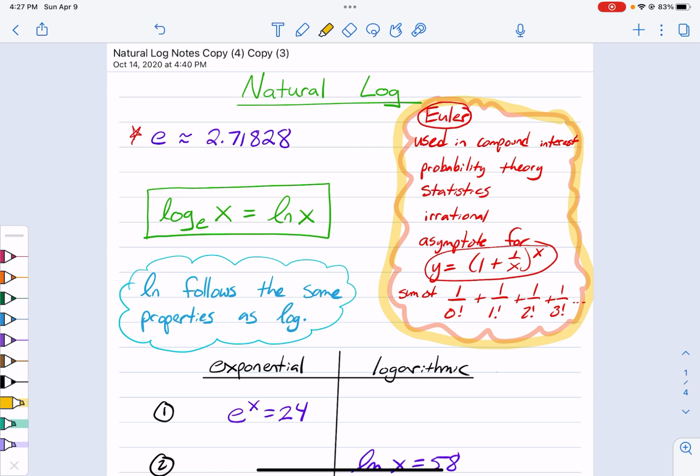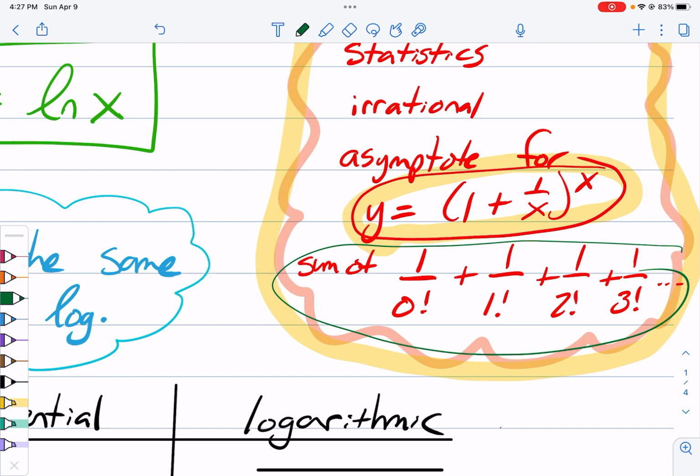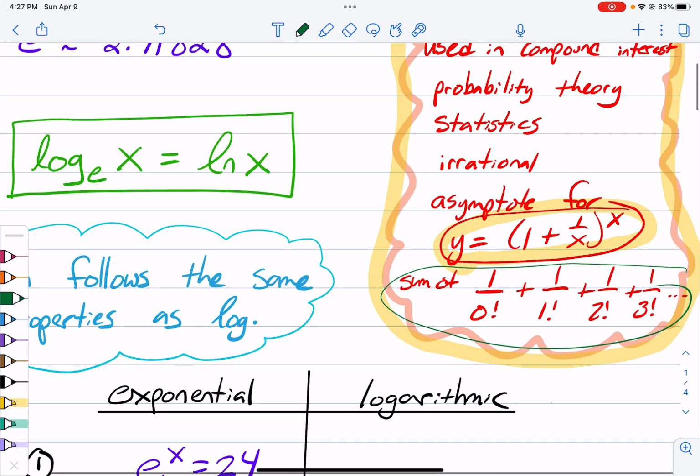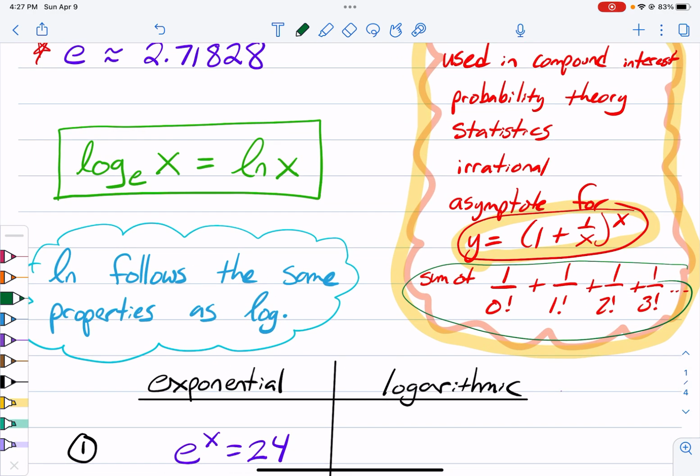You're going to come across the letter e in a lot of things in future classes. It is used in compound interest, probability theory, statistics. It's irrational, which means it is an infinite decimal that does not repeat and cannot be written as a fraction. If you were to graph y equals 1 plus 1 over x, all to the x power, in Desmos, e is its asymptote. It's going to approach that e, 2.7 and so on, but it's never actually going to cross it. It was also discovered that if you add up these fractions, 1 over 0 factorial plus 1 over 1 factorial plus 1 over 2 factorial and so on, that sum actually equals e.